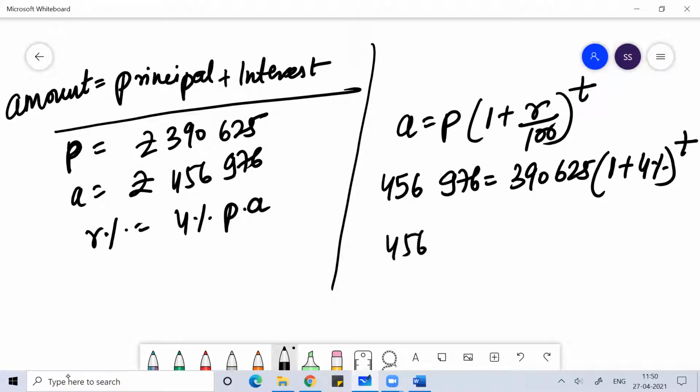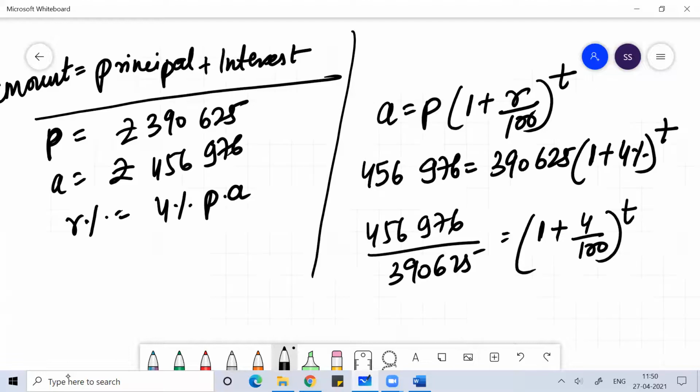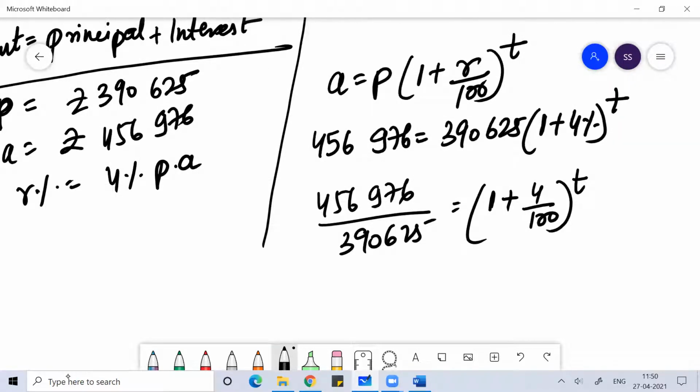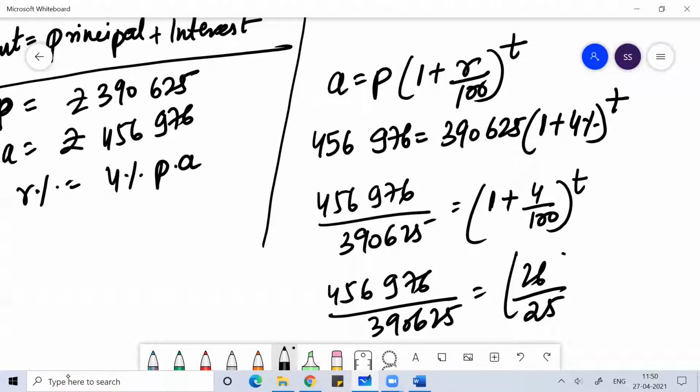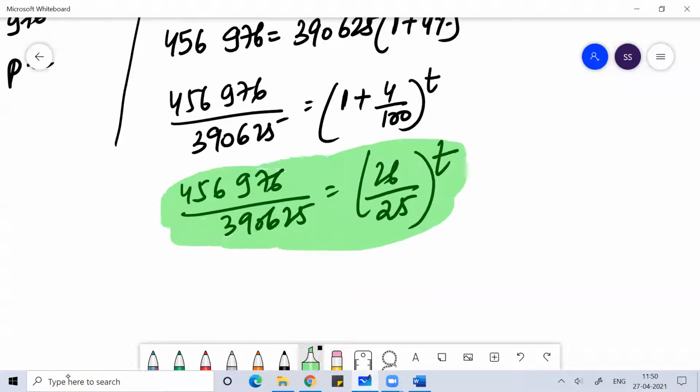So this is 456976 divided by 390625 equals 1 plus 4 by 100 to the power t. 4% you can write as 1 by 25. So 456,976 divided by 390,625 equals 26 by 25 to the power t. Basic maths is now required for you to solve this question.